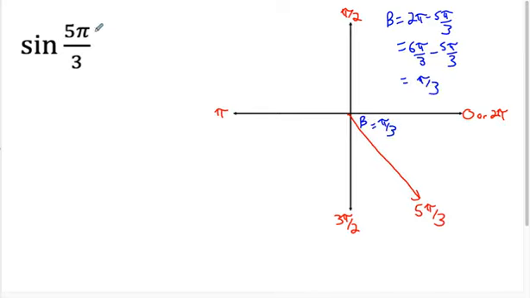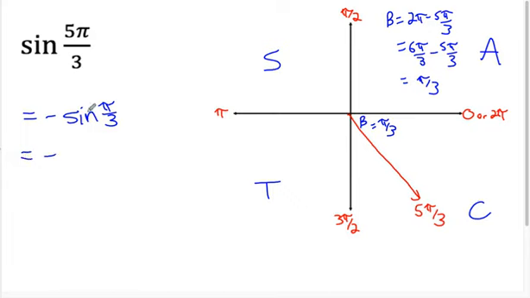So if I want sine of 5 pi over 3, I can use the reference angle, but make sure you remember the CAST rule. C, A, S, T. I'm in the cosine quadrant, which means only cosine is positive here, so sine has to be negative. So if I want to find the exact value of sine of 5 pi over 3, I can use the reference angle, sine of pi over 3, but I have to remember I'm in the cosine quadrant, which means sine is going to be negative. So I'm going to have negative sine pi over 3.